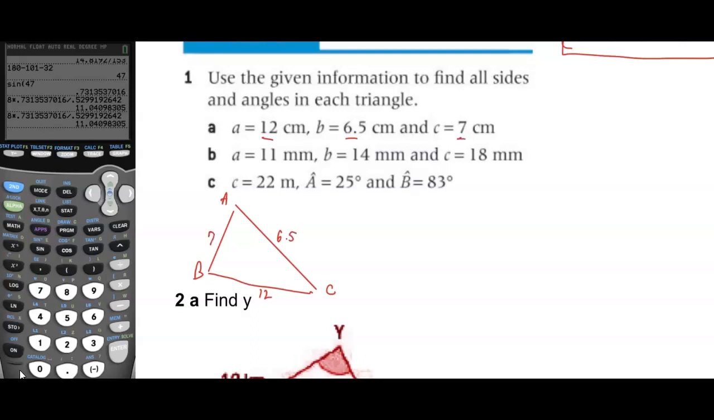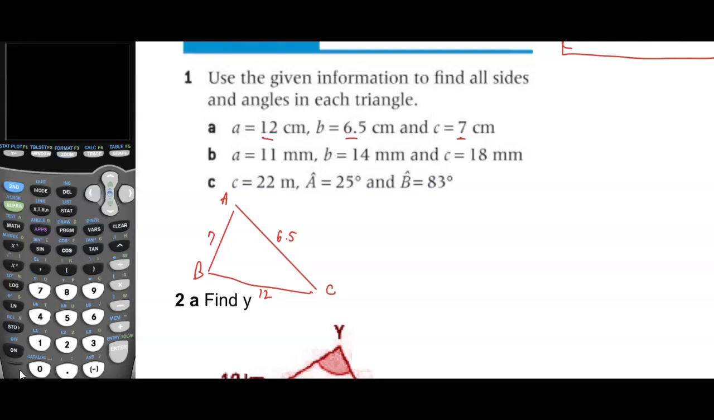So we know 3 sides, and it says to find all the sides and angles. We have all the sides. Instead of finding all the angles, I'm just going to find the first angle, and then I'm going to explain how to do the other 2 angles, because only the first angle is going to require law of cosines, which is our topic today.